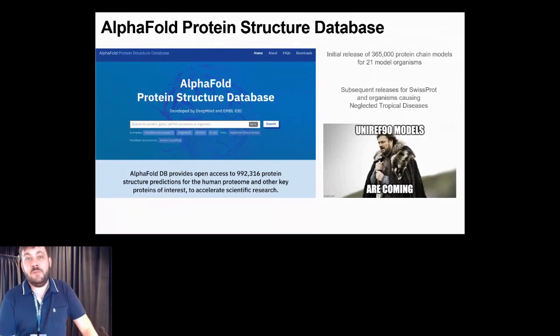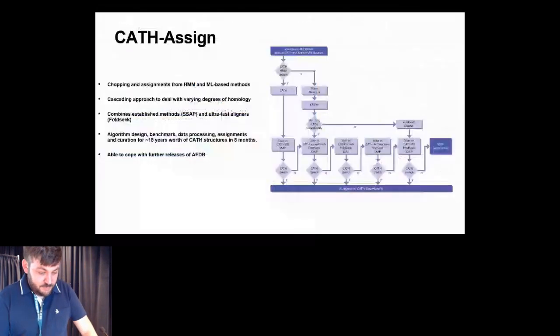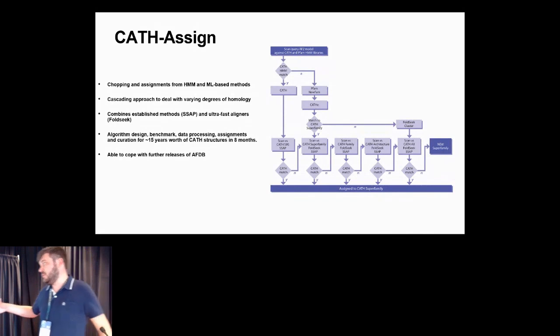With the current protocol that we have at the moment, we can't really deal with this kind of data, because it's built on algorithms that have been developed over a very long period of time, and we also have a lot of manual curation on these things. So we had to come up with something completely different. So we came up with CATH-Assign. CATH-Assign is a protocol that takes these chopped AlphaFold chains and uses assignments from hidden Markov models and new machine learning-based methods. Then, in order to deal with varying degrees of homology, we use a cascading approach where we scan and validate over larger and larger data sets.